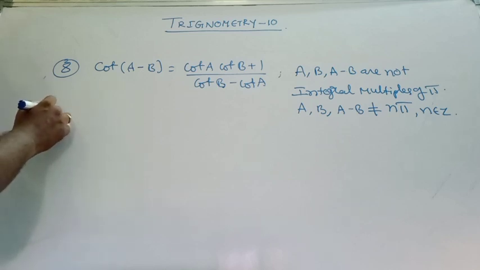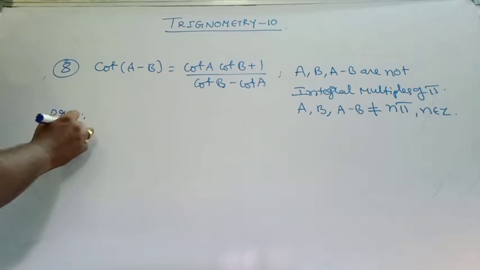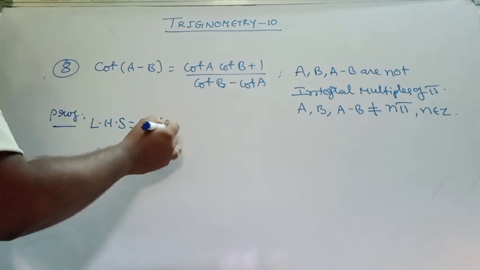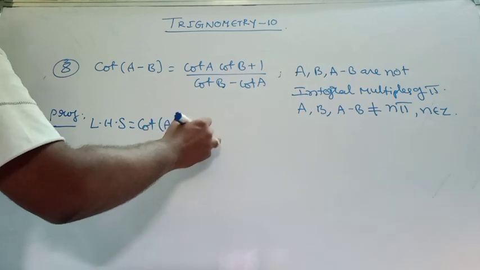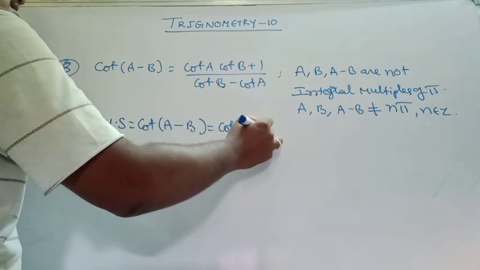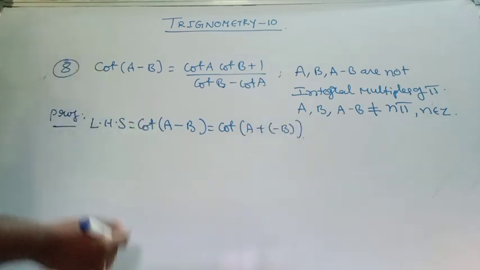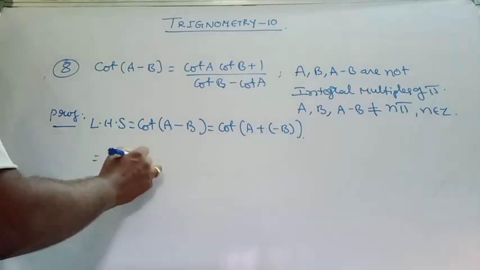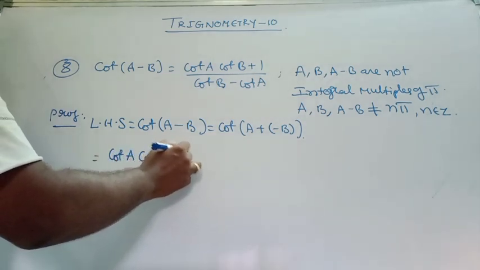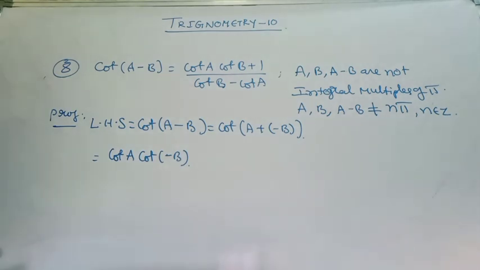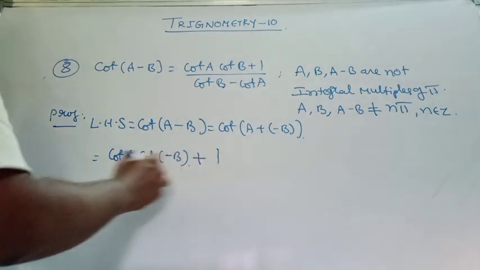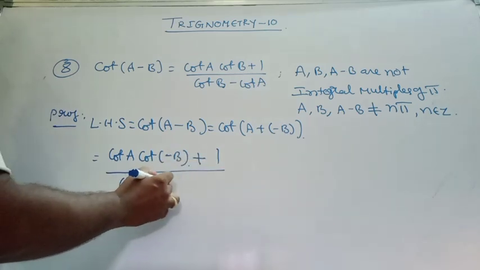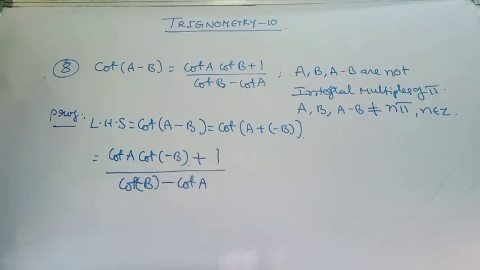Now how are we going to do this proof? You see, my dear students, the left hand side we are having here is cot of A minus B. I am going to take this A minus B as cot of A plus of minus B, like this. And now only we derived the cot of A plus B formula. And this becomes cot A cot of minus B, right? Plus 1 by cot of minus B minus cot A, like this we have, right?